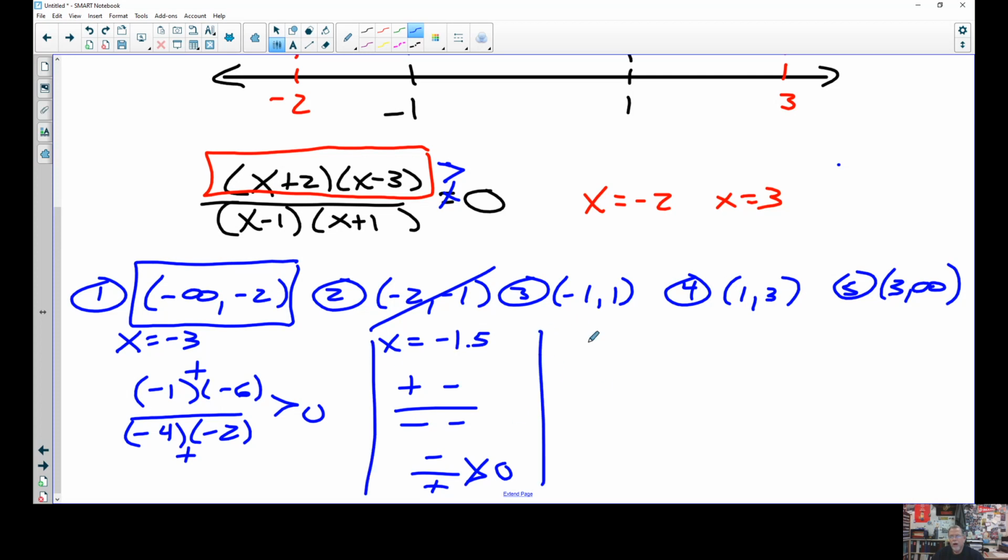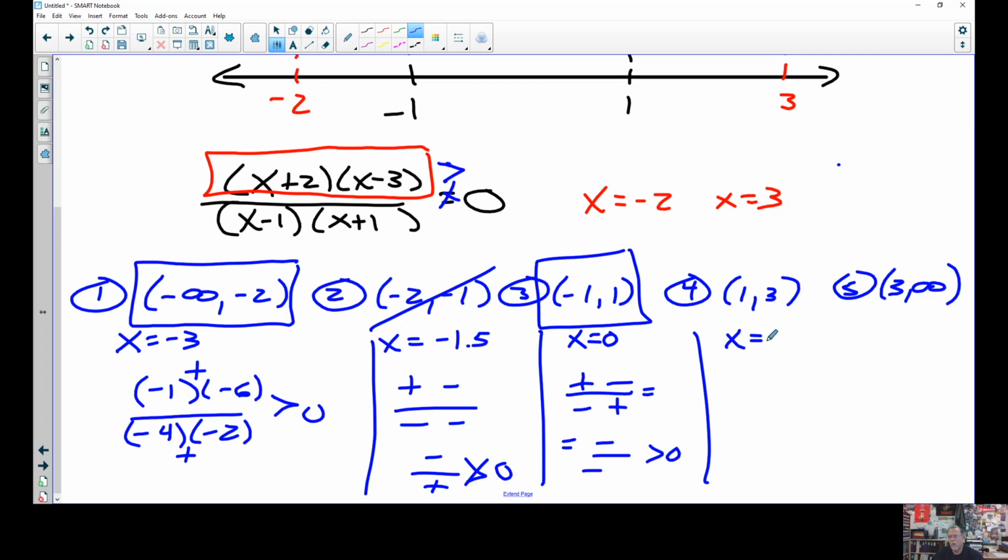The next one, I've got -1 to 1. So let's say x equals 0. Well, if x is 0, I got a positive, a negative, and a positive. So this is going to be a negative over a negative. That makes a positive. That is greater than 0, right? So that one works.